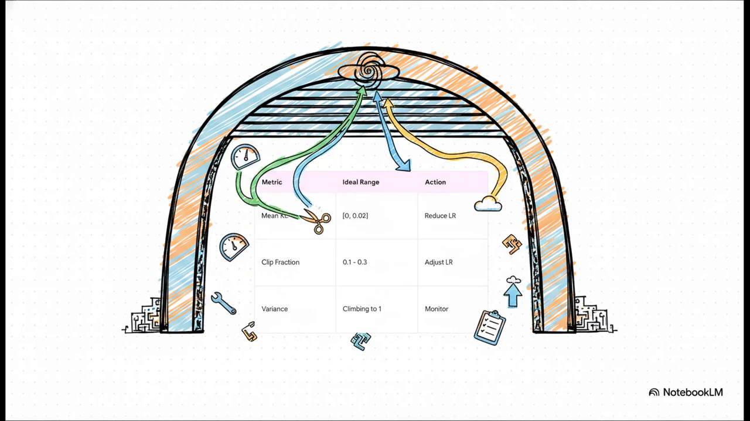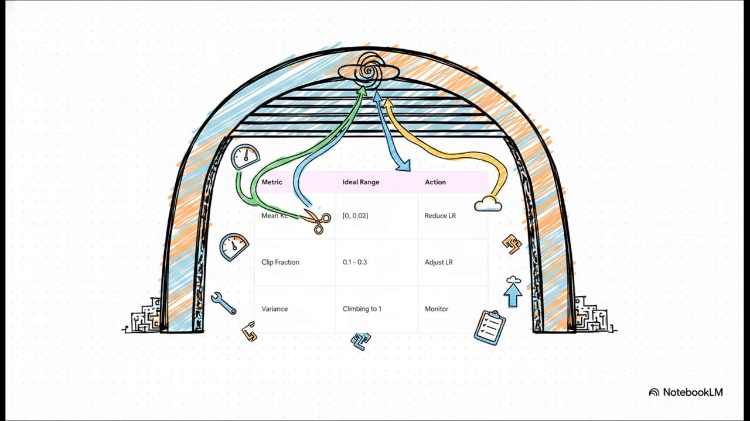Think of this as your pilot's pre-flight diagnostic checklist. You need to watch 3 things every single update to make sure your training loop is actually healthy. First, mean KL divergence. This measures how much your policy is changing. It should stay between 0 and 0.02. If it blows past 0.1, you are drifting way too fast. You've got to reduce your epochs or your learning rate.